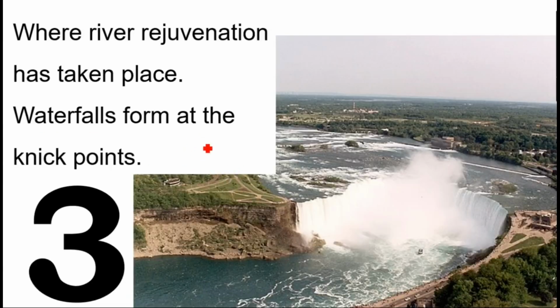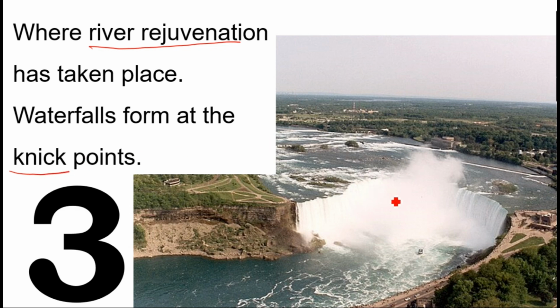The third way in which we can have a waterfall form is through river rejuvenation. River rejuvenation is basically the renewal of the erosive power of the river. I'll actually be doing a video on river rejuvenation. One of you requested under one of my videos that I do a video on river rejuvenation. So when we have river rejuvenation, which is the renewal of the erosive capacity or power of a river, we have development of sharp points along the river's course, which are known as the nick points.